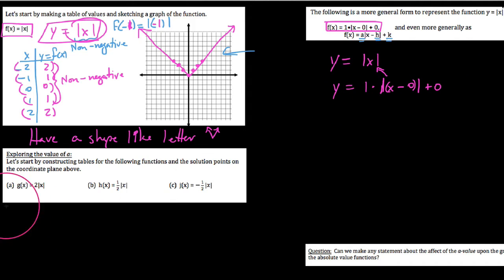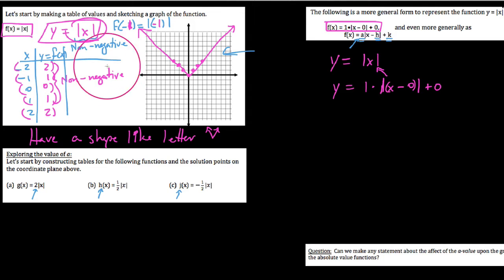But let's go ahead and start by taking a look at what would happen to our graph if, and if you notice all these here, we say g of x, h of x, and j of x. What if we were to mess around with what I'm going to be considering the a value, this a value out in front of our absolute value bars right there, okay? And so we could accomplish this just by extending our table in this last example.